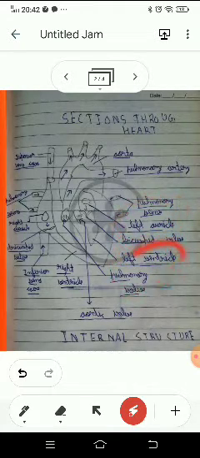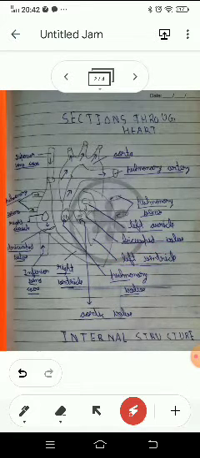Now sometimes students get confused about where these two valves are present. That is why I made this diagram. See, the tricuspid valve is present between what? Right auricle and right ventricle. Bicuspid valve between left auricle and left ventricle. Now, what are valves?